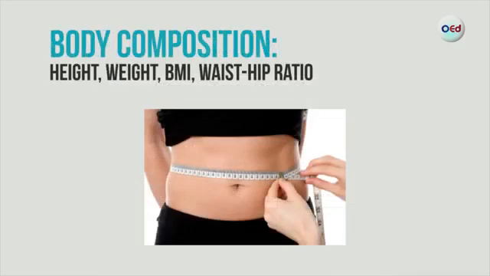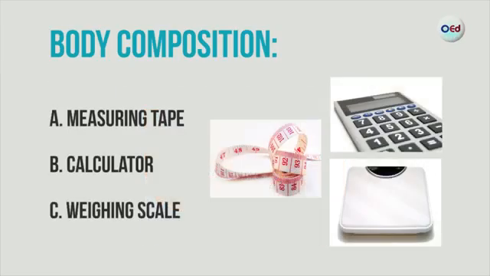Let's start with body composition. As discussed during Lesson 2, body composition refers to your overall physical structure. The tests you will do for this component will determine this through the height, weight, body mass index, and waist-hip ratio tests. Follow the instructions on how to perform each and record your score in the test result sheet.